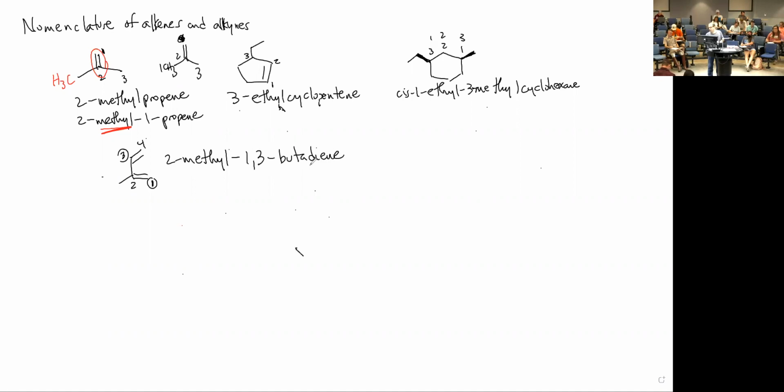And I will also just let you know, there is another way to do this too that's also correct. You can actually put the numbers before diene. You could also call this 2-methyl-buta-1,3-diene. That's how they do it in Europe. In America, we usually name them this way.